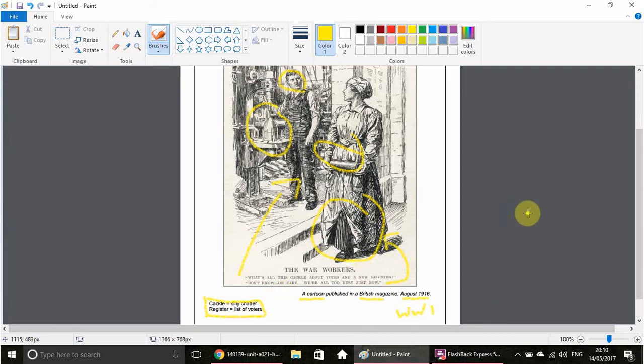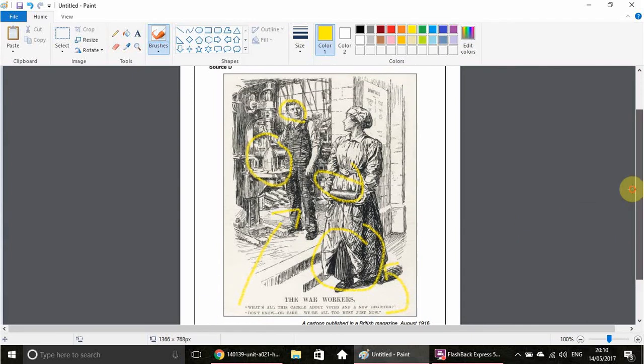So the purpose of the source then is to convince people that women are serious and focused on their war work, and therefore they deserve the vote because they're taking the war really seriously and making a big contribution. So when you're looking at sources like this, you're looking for clues, thinking carefully about the tone of the source. Can you work out whose side it's on from the language that it uses? For me, the word that really showed it was the word cackle, and then the fact that the woman is being so sensible. It's clearly sympathetic towards women.